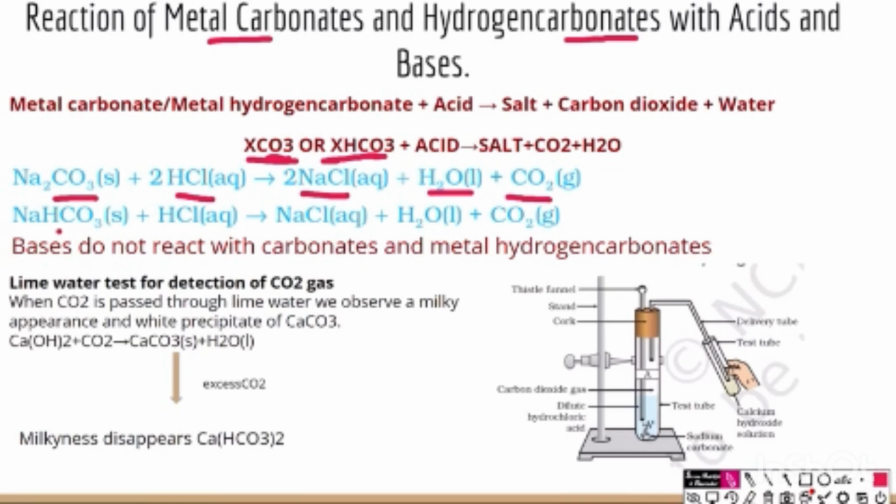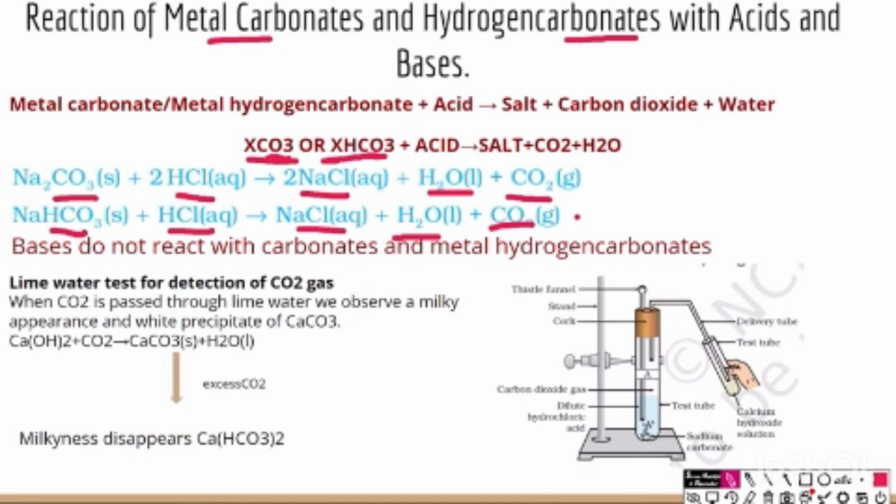Coming to hydrogen carbonates, we have sodium hydrogen carbonate reacting again with HCl, which is a strong acid, giving us sodium chloride, water and carbon dioxide. So these are the reactions of metal carbonate and metal hydrogen carbonate with acids. With bases, both of them do not react with bases. So all these things you need to memorize.